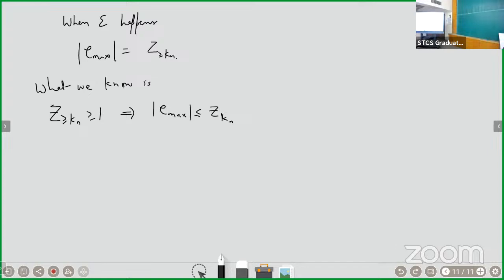So when E happens, what about Zkn? E happens implies that Z is greater than Kn minus, sorry, n to the nu. That's by definition. In E, there are two events, 1 and 2, and this is event number 1. So this we know. Now, when E happens, is it possible that Zkn is 0? If this is true, is it possible that Zkn is 0?